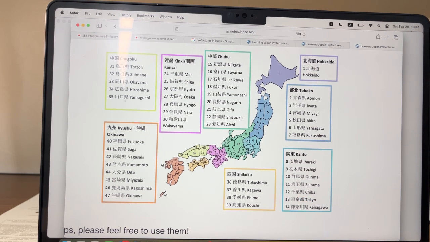We have Kanagawa. I heard that Kanagawa is great. So if you want to be closer to Tokyo, I would recommend that you choose cities that are closer to Tokyo, so that maybe during the weekend you can just go and visit Tokyo.